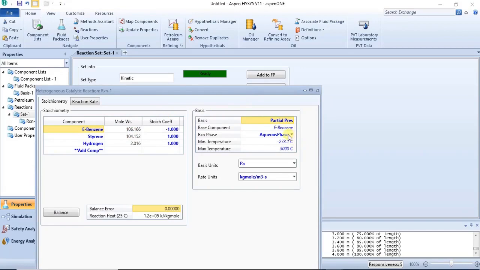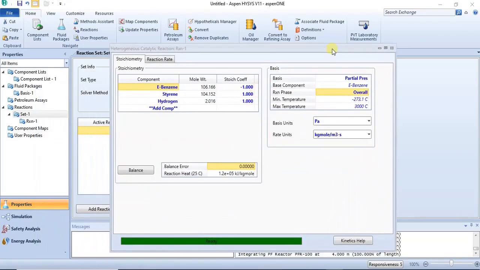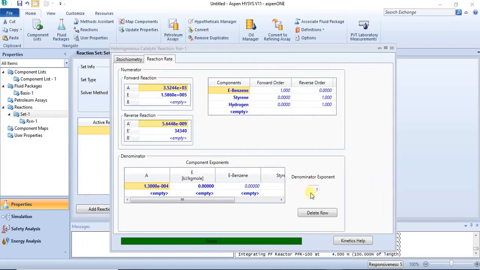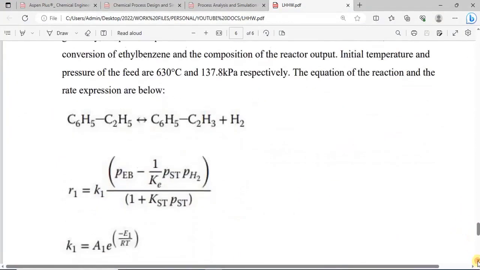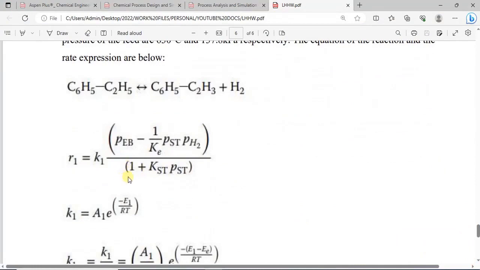So I want to change this reaction phase. I want to use overall instead of using aqueous, right? Because hydrogen is also involved in the process. So I'll use this overall as my reaction phase. Then I forgot to talk about the denominator exponent, right? The denominator exponent for this particular rate expression is 1, because you can see that from the expression. So let's see. This in brackets is like 1 plus K_ST P_ST raised to power 1, right?